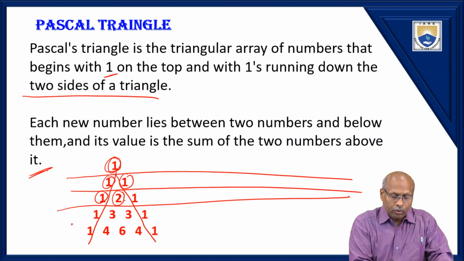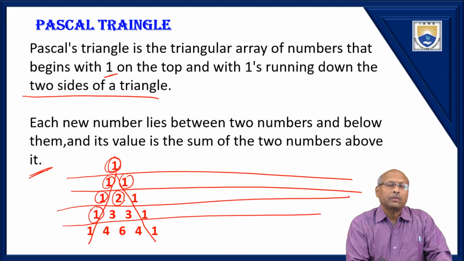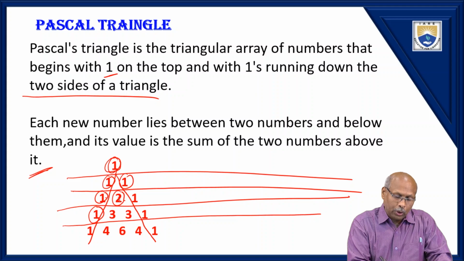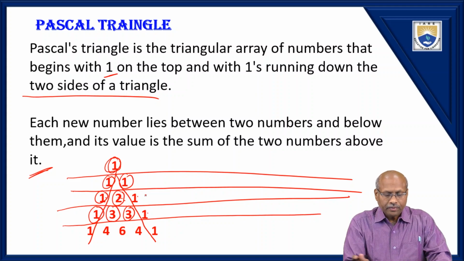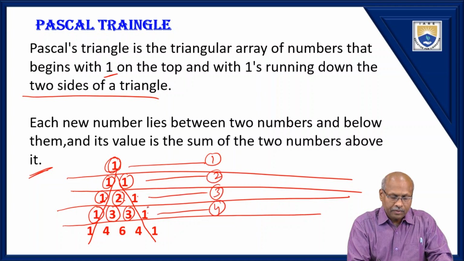Now come to the third row. The first element is always 1. The next element is 1 plus 2, that is 3. The next element is 2 plus 1, 3. And the last is always 1. So the first row has 1 element, the second row has 2 elements, the third row 3 elements, the fourth row 4 elements.